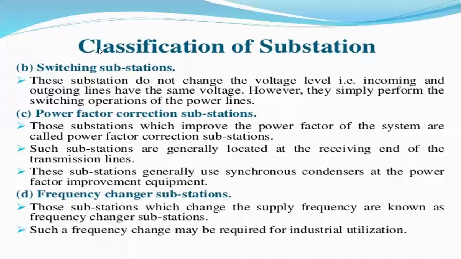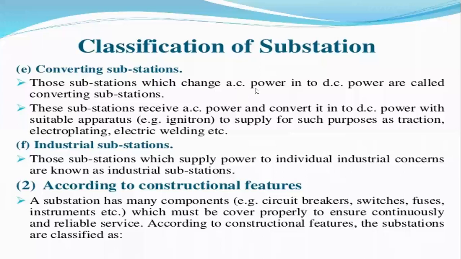Next one is the converting substation. These types of substations are used to convert AC to DC power. These substations receive the AC power and convert it to DC power with a suitable apparatus, to supply such purposes as traction, electroplating, electric welding, etc. In those applications we convert AC to DC.